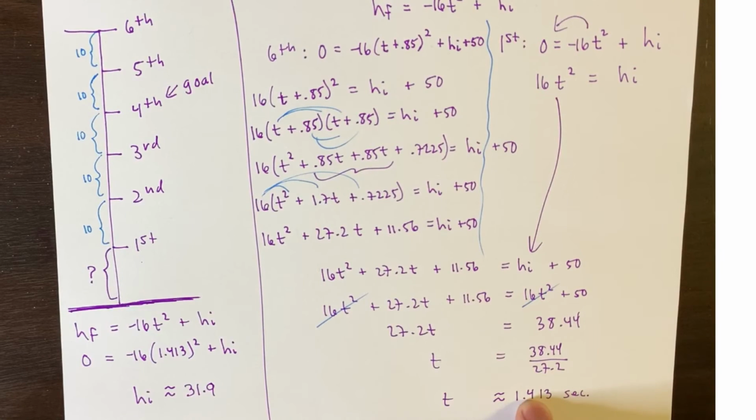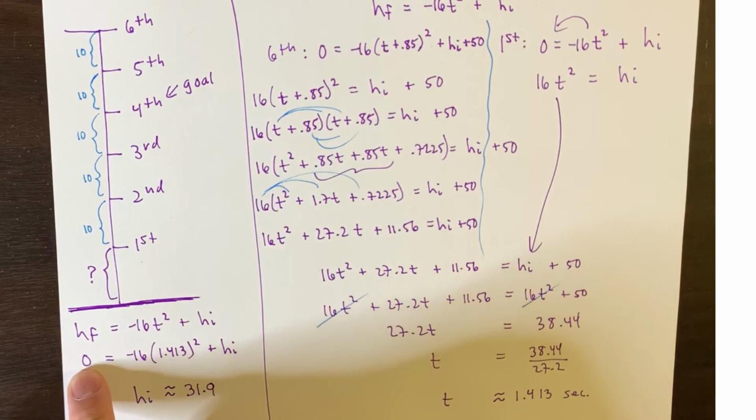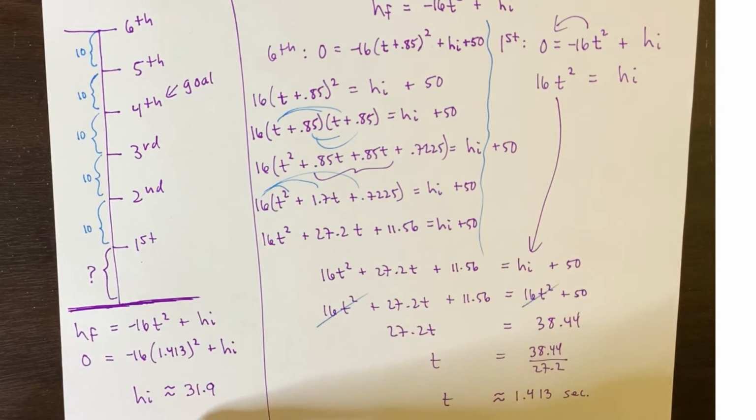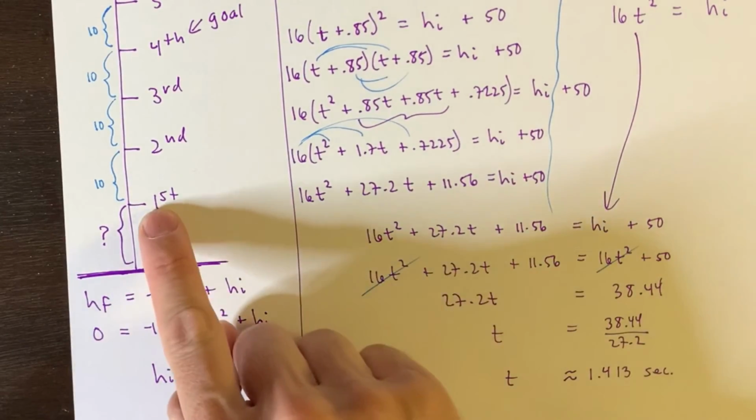So this was the time for the 1st floor. So I took that time and I plugged it into the free fall model for time there. The final height is 0. I did that, I moved it across. So 31.9 feet, that is the initial height of the 1st floor.